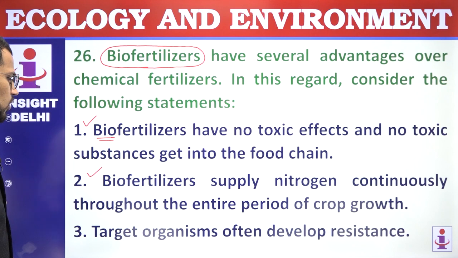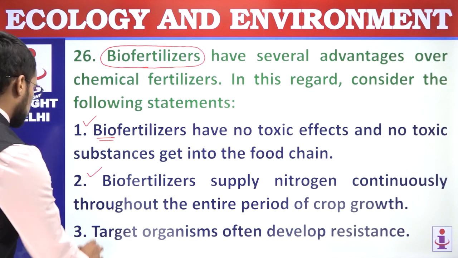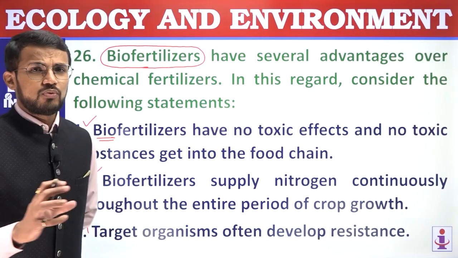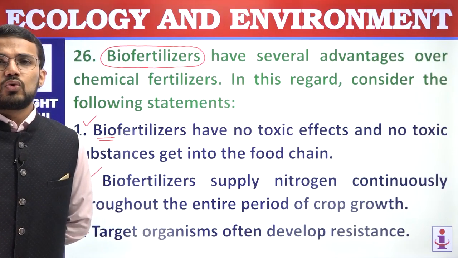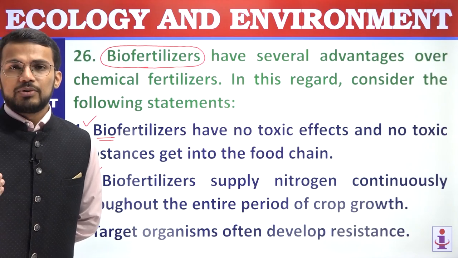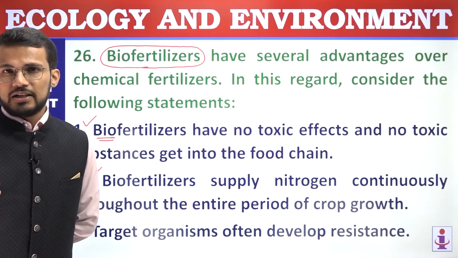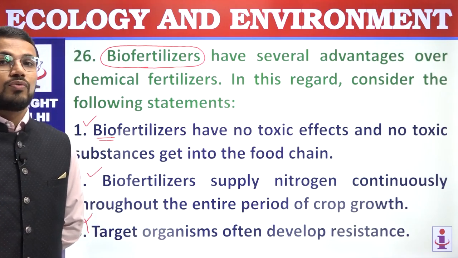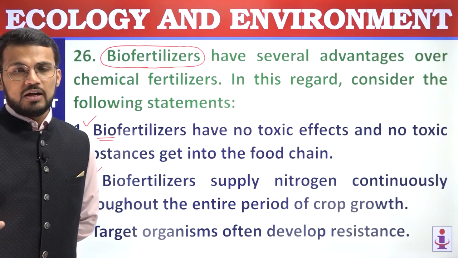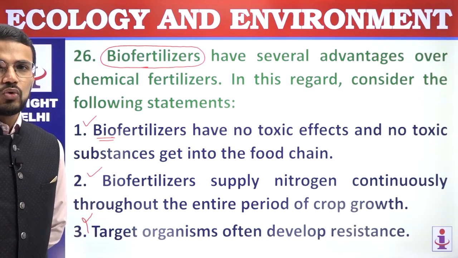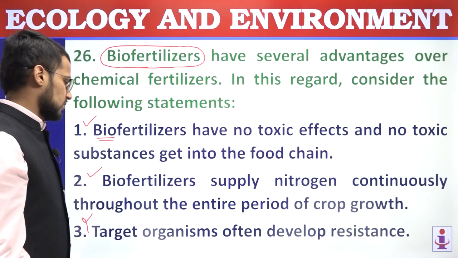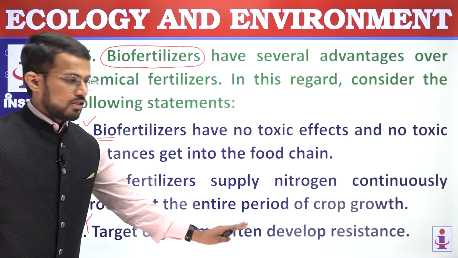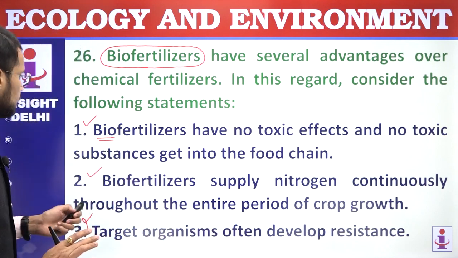Third, target organisms often develop resistance. Now this statement is an incorrect statement, right? Because in biofertilizers, there is no question of development of resistance, because in case of the use of chemical fertilizers, there may be a possibility of development of resistance against the chemicals. But in case of biofertilizers, there is no question of development of resistance. And that's why third statement, which says that target organisms often develop resistance, is incorrect.